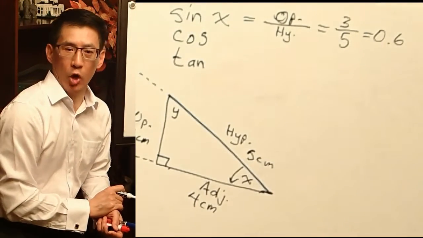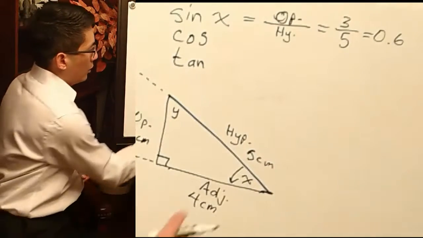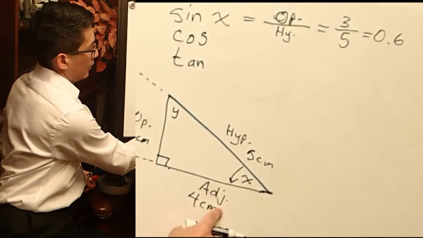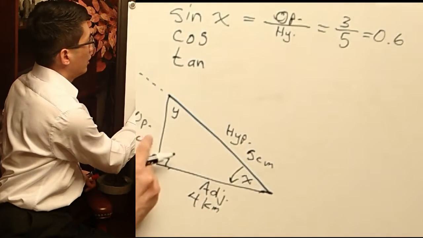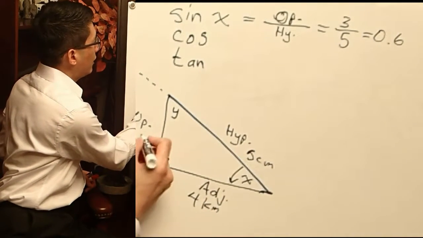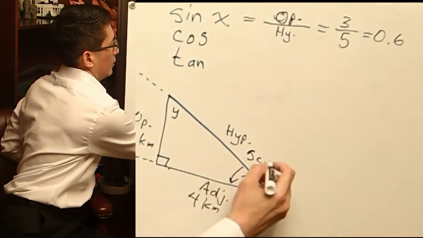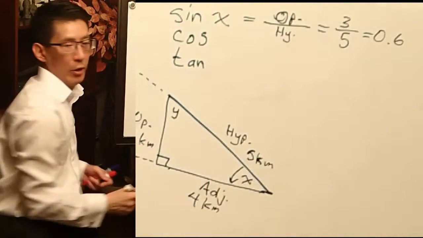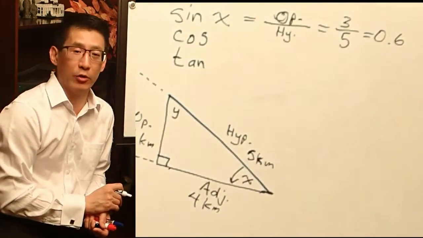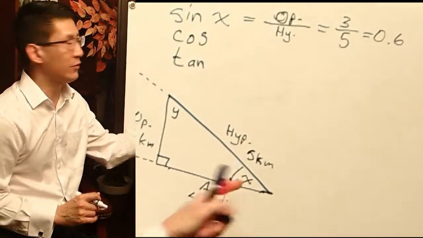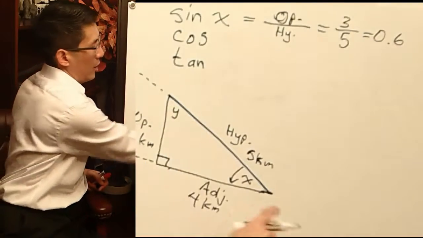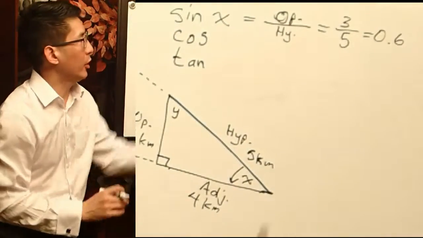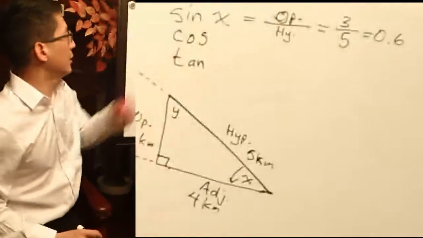No, it does not. If I were to make this triangle effectively bigger, let's say instead of 4 centimeters, it's now 4 kilometers long. Let's say this is now 3 kilometers long. Let's say this is now 5 kilometers long. Well, effectively the triangle is bigger, but the angle x is still the same, and the proportion between this opposite side and the hypotenuse stays the same. Therefore, the 0.6 does not change, neither does the angle.